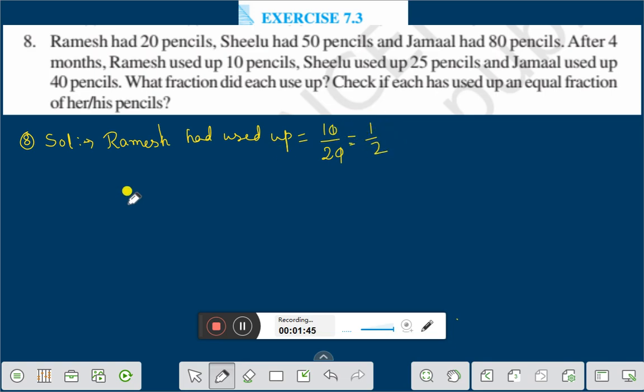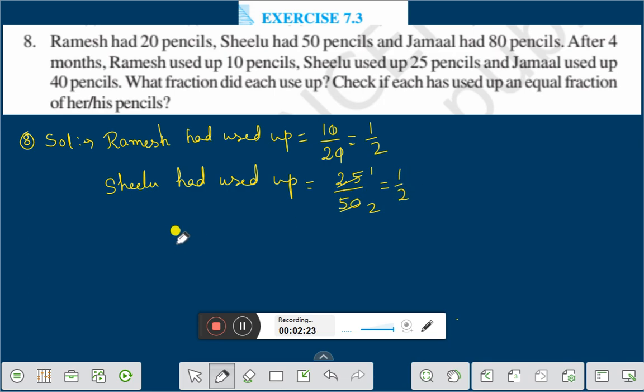Right? Now, Shilu used up, Shilu S H E E L U. Shilu had 50 pencils and Shilu used up 25 pencils, that is 25 by 50, right? 25 is 25, 25 2 is 50, that is 1 by 2.